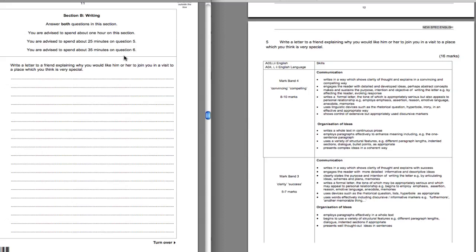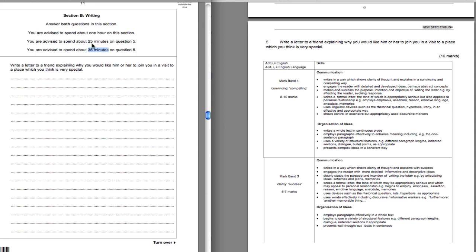So we move on then to section B, which is the writing section, and what you're looking at here is the differences between the way it used to be, which had two writing sections on each paper. Now you've just got both on one paper, and moreover you've got what's called a shorter writing task, which should take 25 minutes, and a longer writing task, which should take 35.